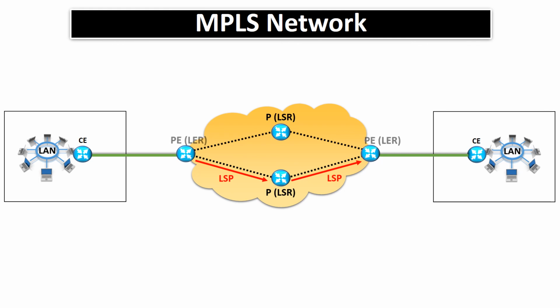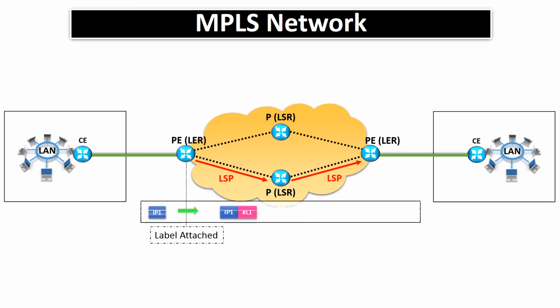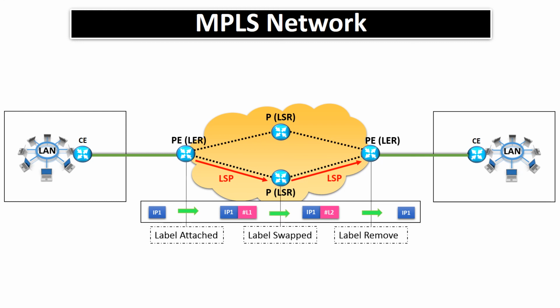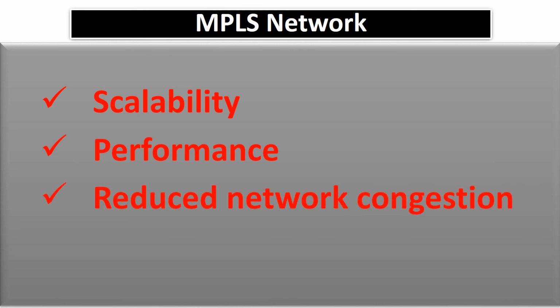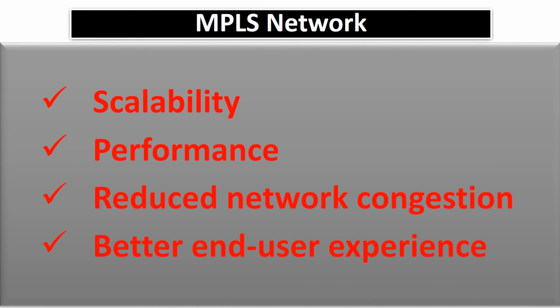LER is abbreviation for label edge router and operates at edge of MPLS network. LER is responsible for attaching label to incoming packet or removing label from outgoing packet at edge before forwarding to IP network. LSR is abbreviation for label switching router and lies along the path of label switched path established by LERs. The LSR removes the incoming label and replaces it with a new label. The benefits of MPLS are scalability, performance, reduced network congestion, and a better end user experience.